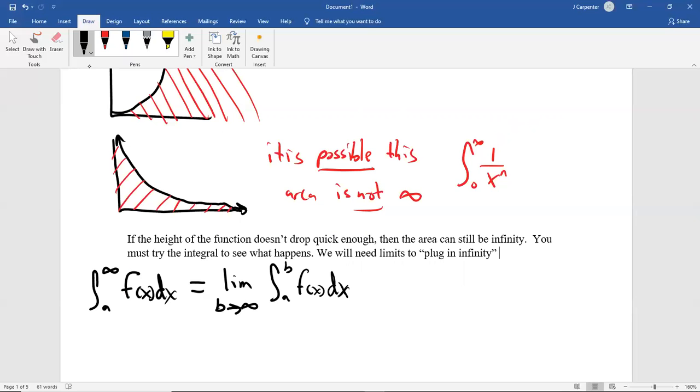But then we'll say, okay, if we think about b becoming extremely large, if it goes to infinity, what would happen to the term that has the b in it? Is it 0 or is it infinity? So we have to know that. So we're only able to evaluate this if the limit exists. If it doesn't exist, that means the area is probably infinity.